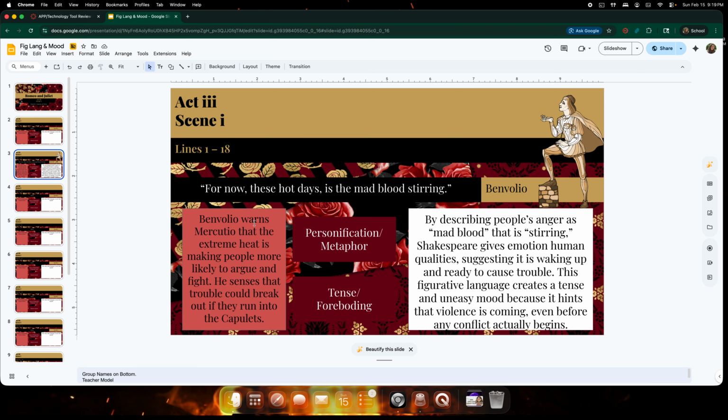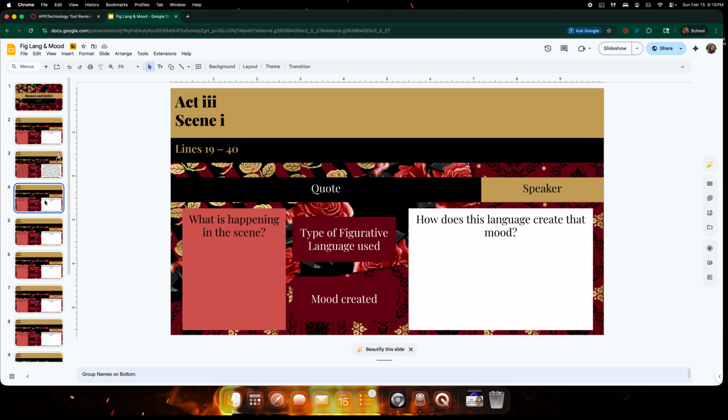And that's what I'm looking for when you're articulating your thoughts. I don't necessarily need you to explain the entirety of those lines. I just need you to identify one particular section and how that section creates mood. So as you can see here, the lines are divided up for the rest of the scene.